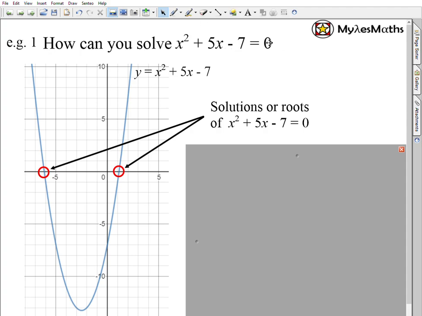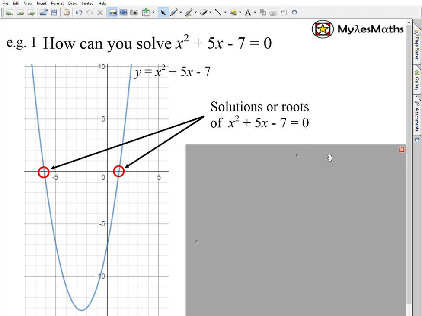Let's, to begin with, look at something a bit more familiar than a cubic. Let's look at a quadratic. So here we have a quadratic equation, and here we have the two solutions of the quadratic equation. That is the roots, the points at which the equation crosses the x-axis.